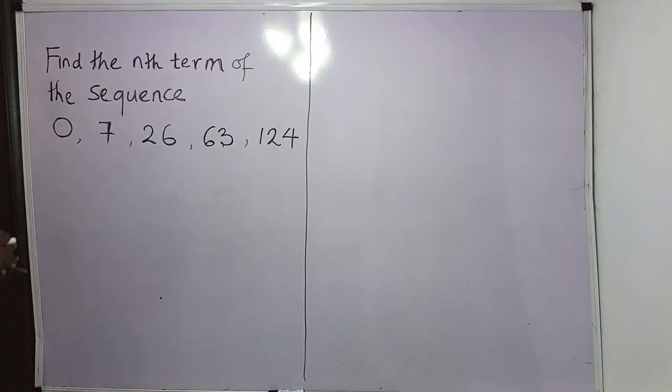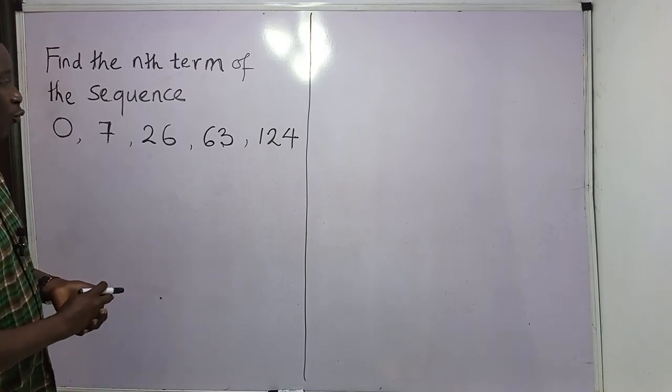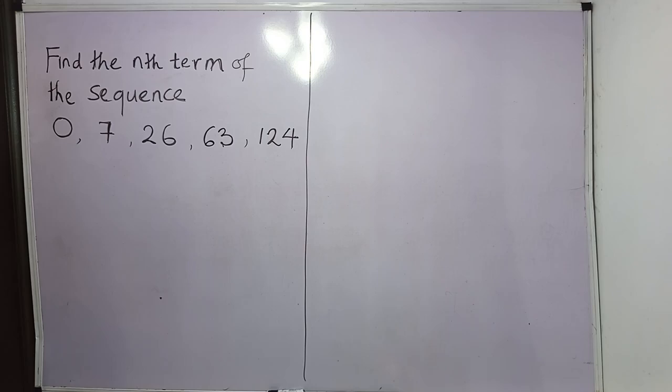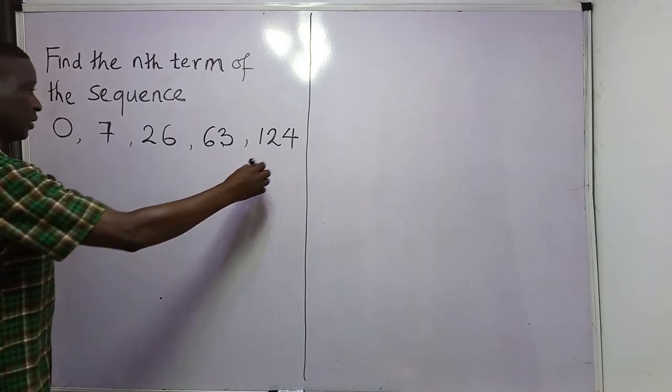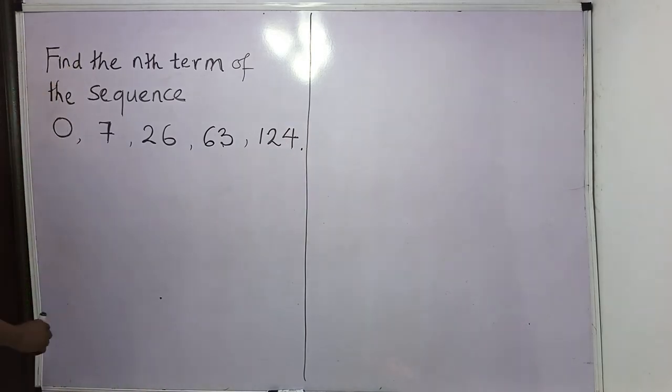I just want to briefly look at this irregular series question, and it will interest you that you learn a lot from this video. Now let's start. The question says find the nth term of the sequence 0, 7, 26, 63 and 124 and so forth and so on. The nth term. Now for us to find the nth term, this is an irregular series.